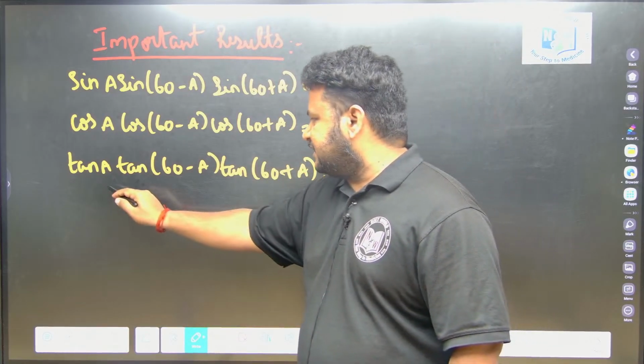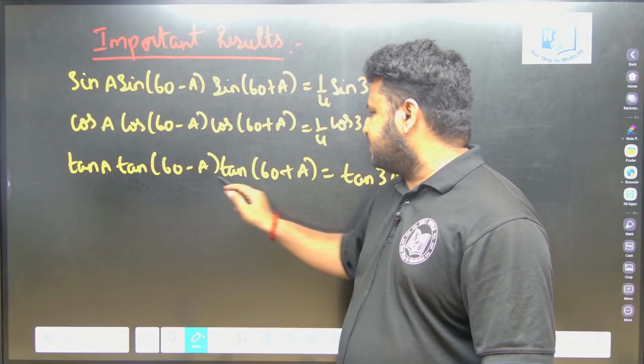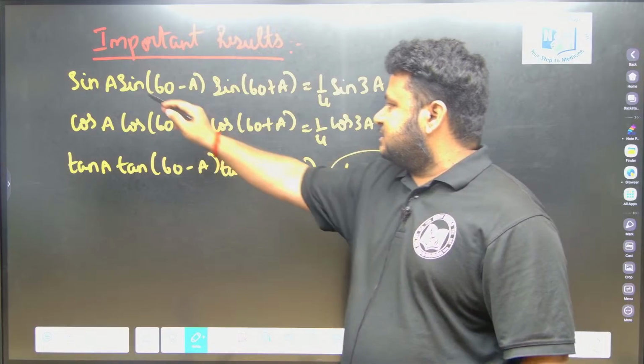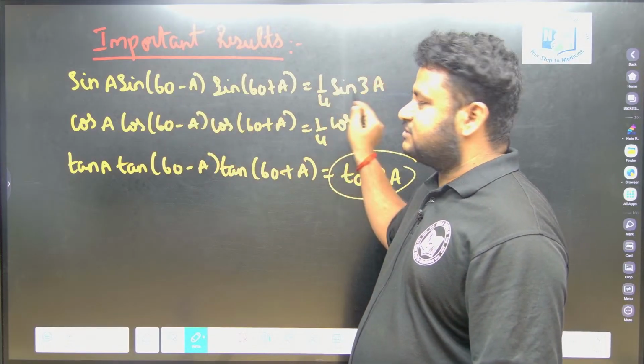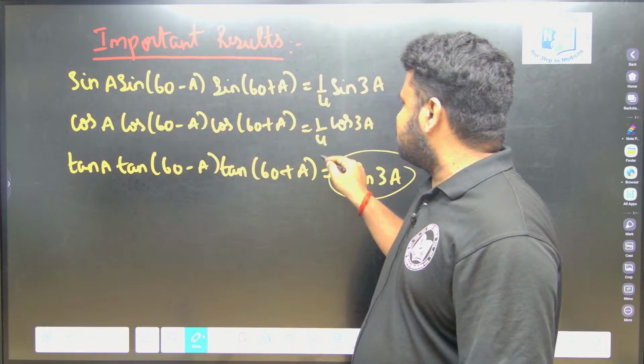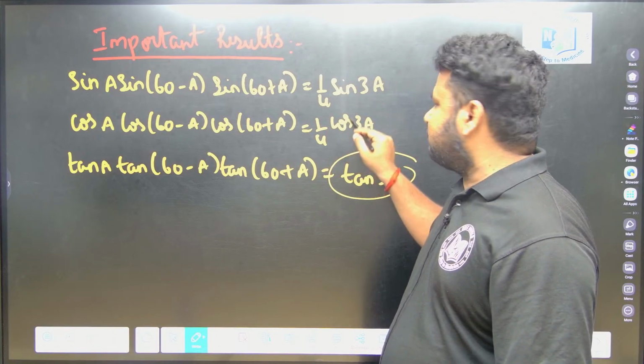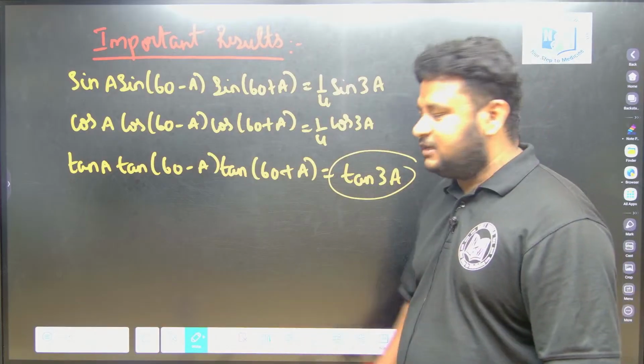Similarly, if you see tan A, tan 60 minus A, tan 60 plus A, you will write only tan 3A. Why? Because sin by cos: sin is 1 by 4 sin 3A, cos is 1 by 4 cos 3A, the 1 by 4 cancels, and you will have sin 3A by cos 3A, that is nothing but tan 3A. Clear?